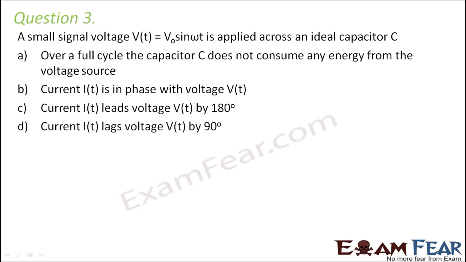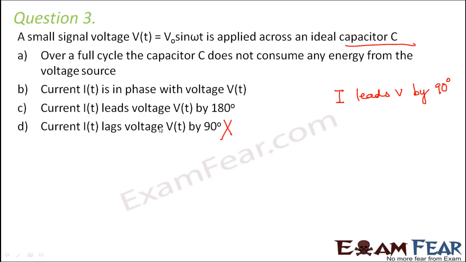Now here, looking at the question, you can see that it is talking about a capacitive circuit. Now quickly recall the phase relationship between voltage and current in a capacitive circuit. So C for capacitor, C for current. So in a capacitive circuit, the current leads voltage by 90 degree. So that's the correct phase relationship. Now let us look at these options one by one. Current lags voltage. So this is incorrect because current leads voltage.